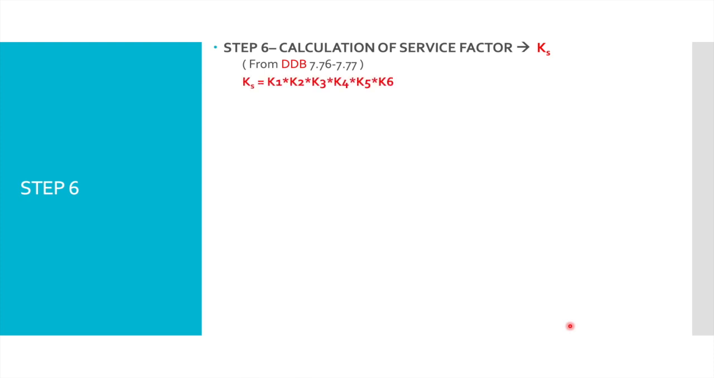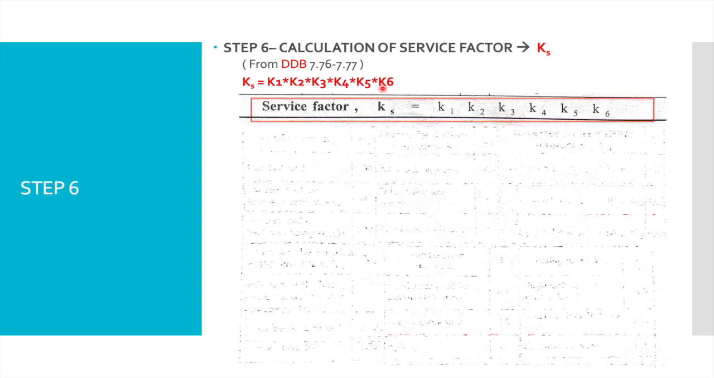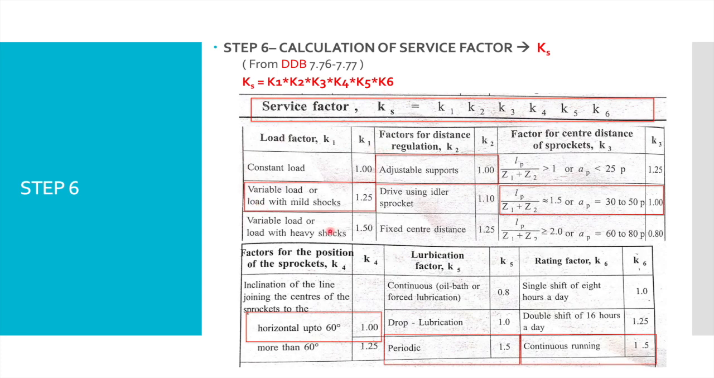So step 6 is where we calculate the service factor, indicated by the alphabet KS, taken from DDB 7.76, where we assume the values. So KS is K1 into K2 into K3 into K4 into K5 into K6, where we have made the following assumptions. K1 is the variable load, because in a conveyor there won't be any constant load. The load will keep varying, and it's an adjustable support.